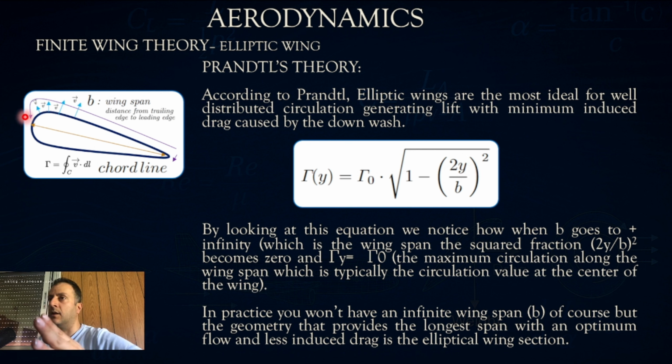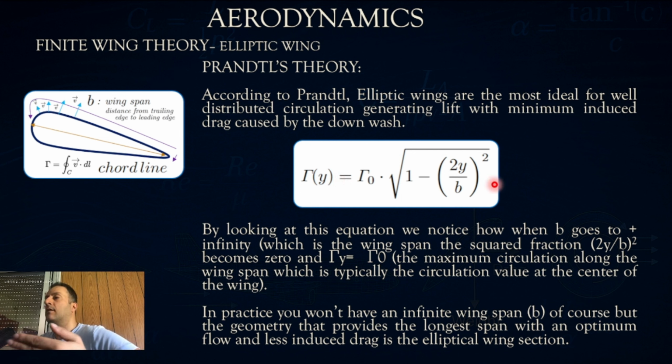Okay, y is a point here on the camber, b is the wingspan, not the distance from trailing to leading edge, but the distance between the 2 tips of the 2 wings, okay, from the first tip of the first wing to the other side. These are the boundaries, like it's the width, if you will, of the airplane. This is what b is. By looking at this equation, we notice how when b goes to plus infinity, this entire factor becomes 1. So the circulation becomes the maximum circulation.